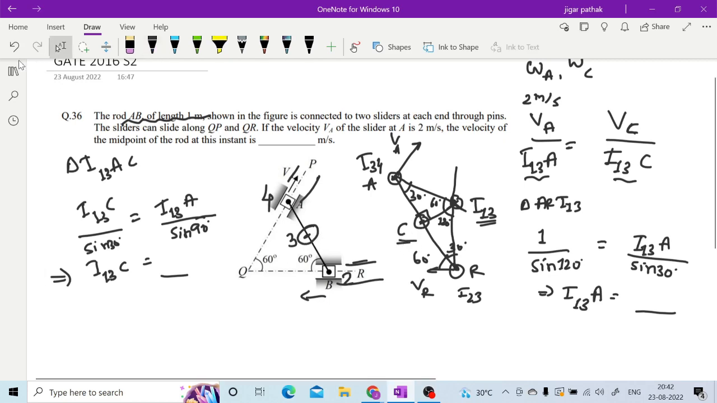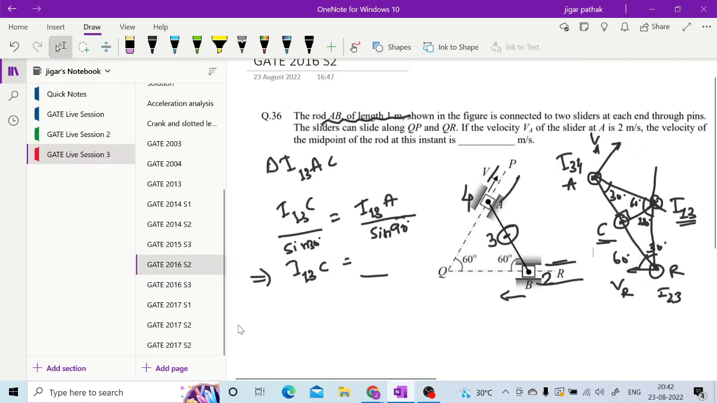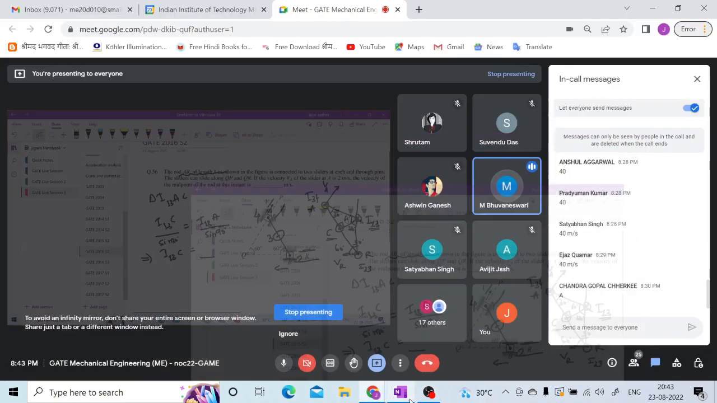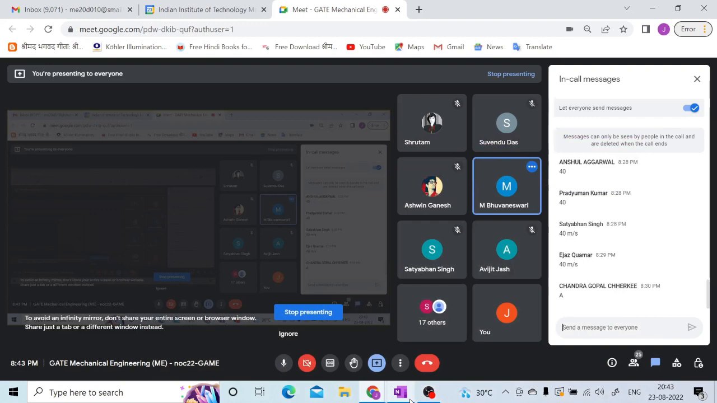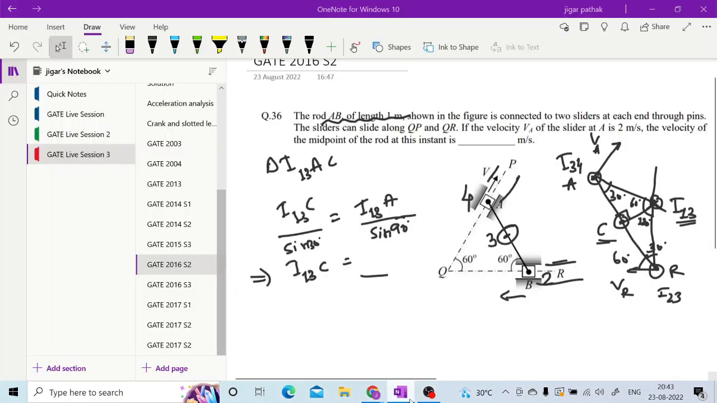Okay, got it. Sir, I have a suggestion. Instead of going for two sine laws, will we be able to go by trigonometry, that by symmetry, the 30 degree, 60 degree triangle I13C we can consider. Since the total length of link 3 is 1 meter, half of it will be 0.5. So with that, we'll be able to calculate I13C and I13A, sir.